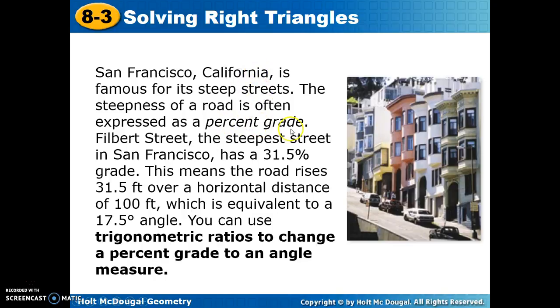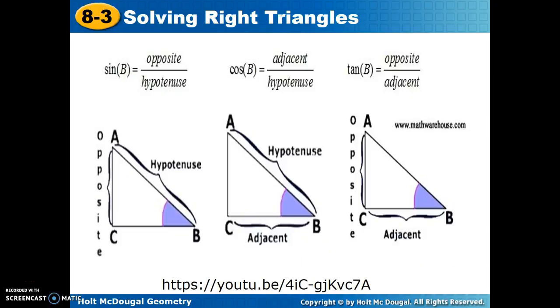We often have a percent grade. The steepest street has a 31.5% grade. That means it rises 31.5 feet over a horizontal distance of 100 feet, which is equivalent to a 17.5 degree angle. How the heck do you get that? Well, actually, you can use trigonometric ratios to change a percent grade to an angle measure. So that's just an example of where it's used in the real world, and we'll get to the ideas.